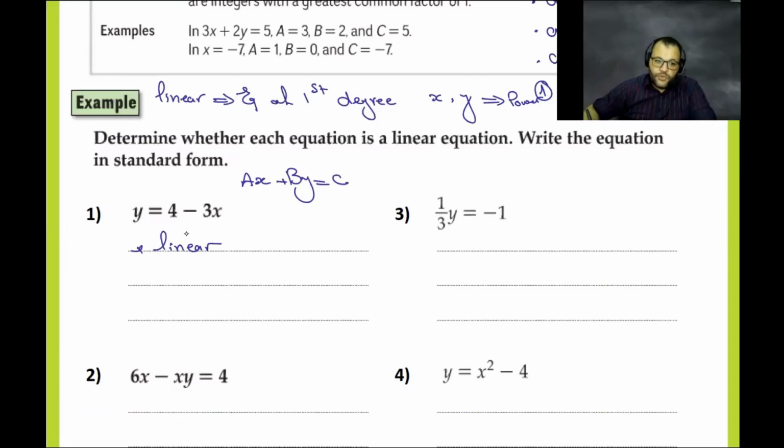So how can we write this one? We need to write x and y together, and the constant at the right hand side. So just shifting 3x to the other side. It was negative, so it will be positive. So now the standard form will be 3x. Y is now positive, so it will be plus y equals 4. And that is the standard form for this equation. Any problem for this one? If you have any problem with question number 1, please raise your hand.